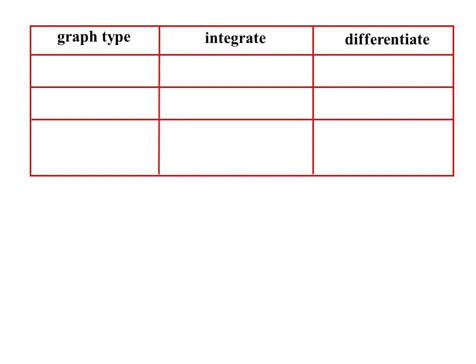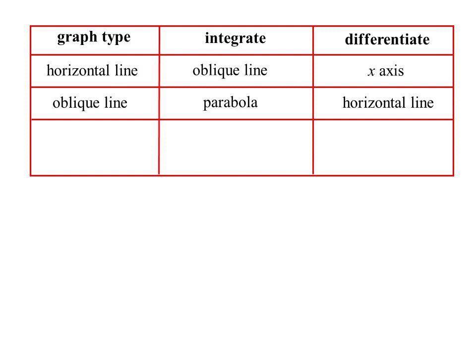The graph type. If I've got a horizontal line, if I'm integrating it, then I must get an oblique line, because a horizontal line would be a constant. Integrate a constant, you get a constant times x. If you differentiate it, you're going to be talking about the x-axis, or whatever the horizontal axis is called, because you're going to get 0. If you have an oblique line, when you integrate it, you should get a parabola. It's going to be a quadratic function. If you differentiate, it'll be a horizontal line.